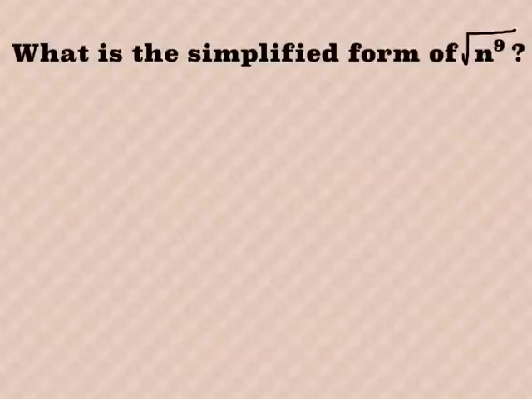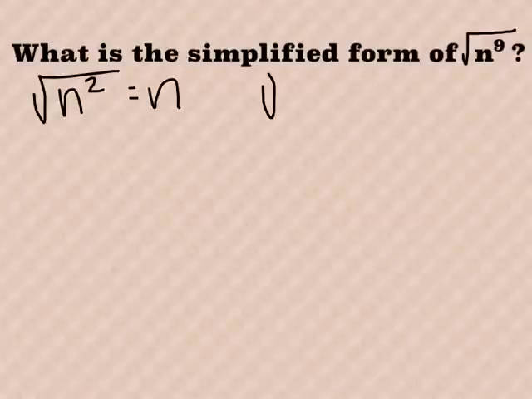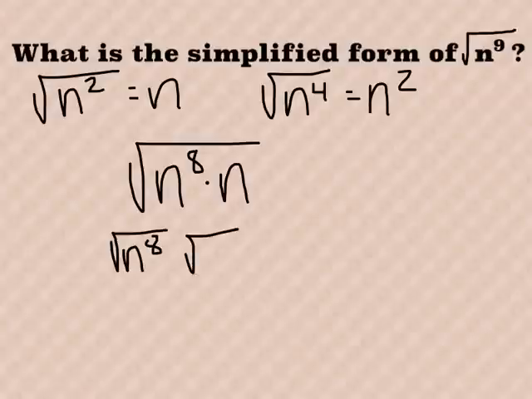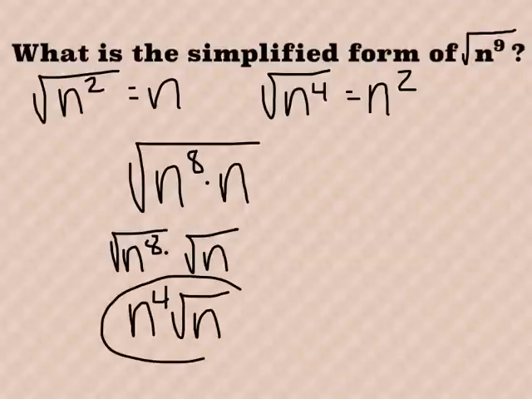What is the simplified form of the square root of n to the 9th power? Now, what's important to know is that when you take the square root of n squared, that's just n. If you take the square root of n to the 4th power, that would be n squared, because n squared times n squared is n to the 4th power. So anytime we can break it down to an even power, half of it will be the square root. So n to the 9th is the same thing as n to the 8th times n, which we can break down to be the square root of n to the 8th times the square root of n, which would be n to the 4th power times the square root of n.